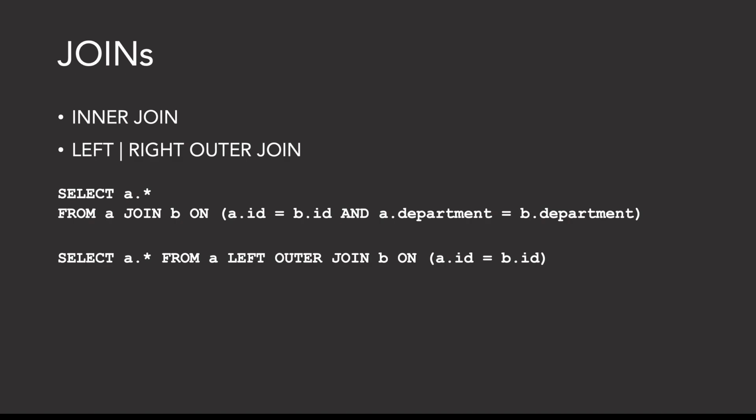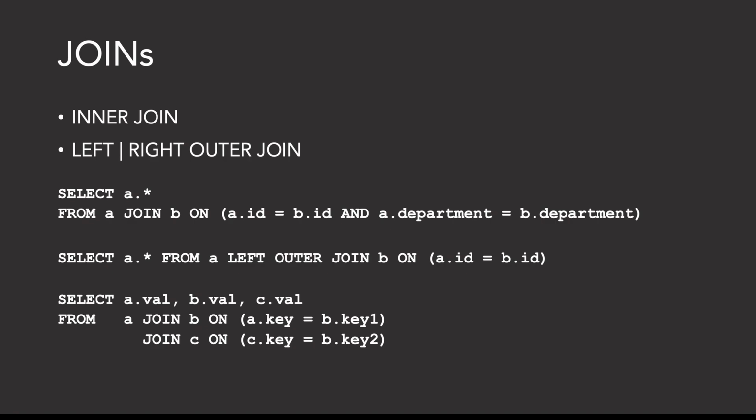Similarly, you write left outer join and then followed by the join column. You can join multiple tables also, just like this. Again, this is the clause wherein you are mentioning the join statement specifically, but you can mention select a.val, b.val, c.val from a, b, c where a.key equal to b.key1 and c.key equal to b.key2. That is another syntax which you can use without mentioning the join keyword.